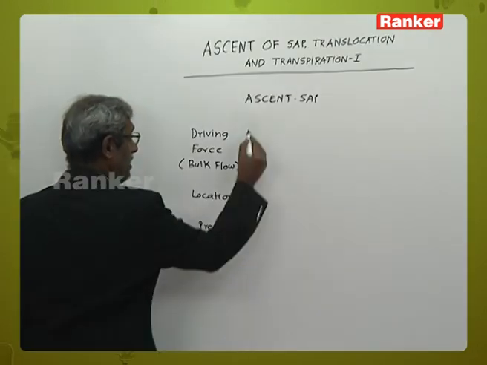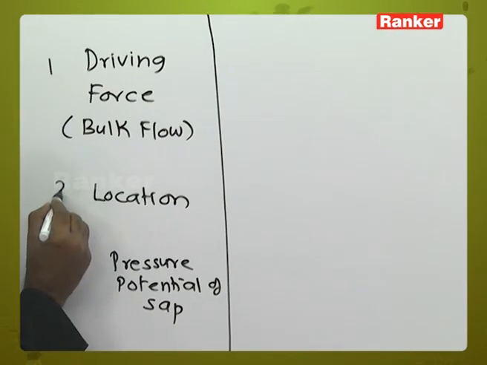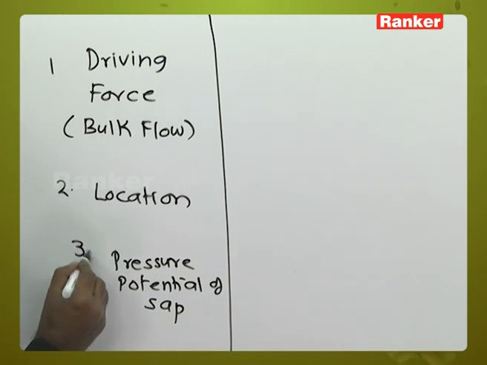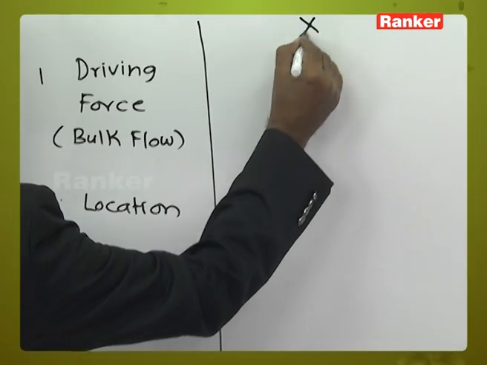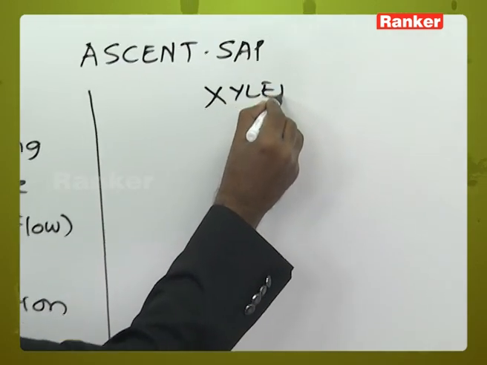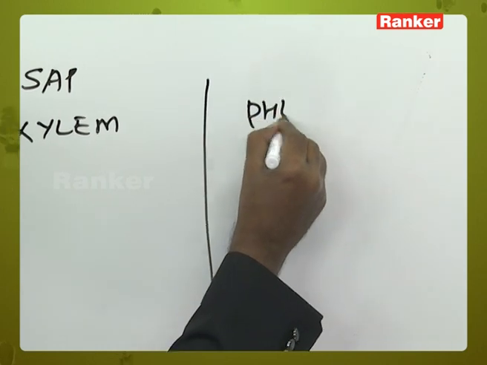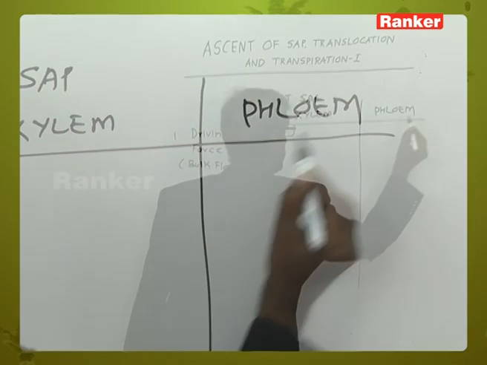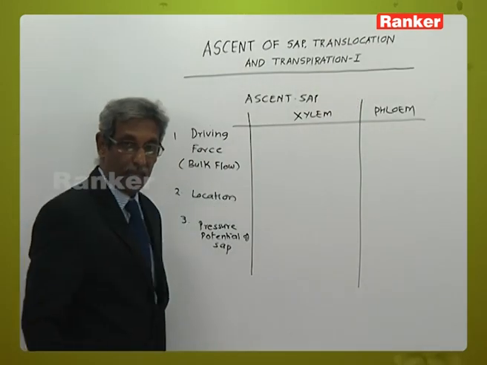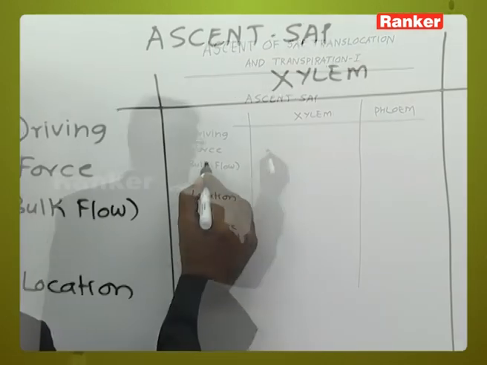If you are going to look at these three attributes: number 1, what is the driving force? 2, what is the location? 3, what is the pressure potential? And we are looking at xylem as well as phloem. The driving force in the case of the xylem is the transpiration of leaves.